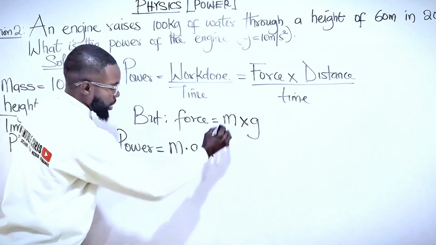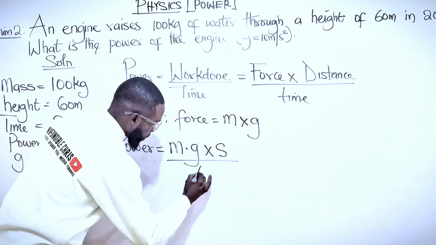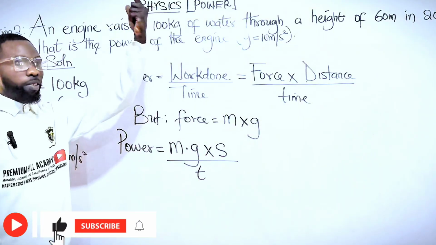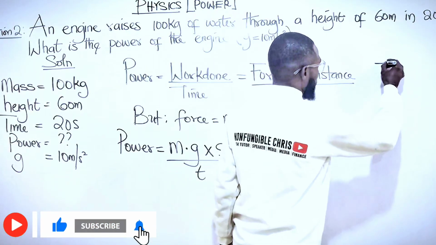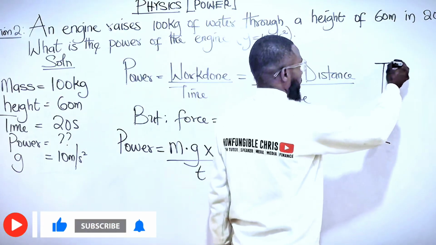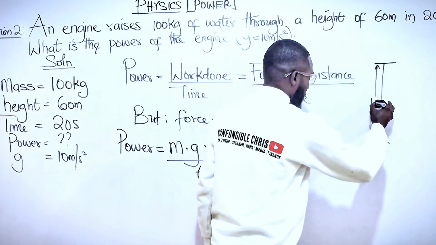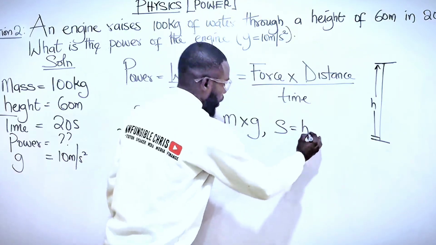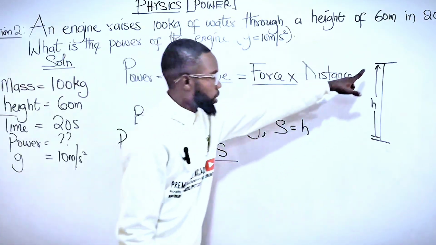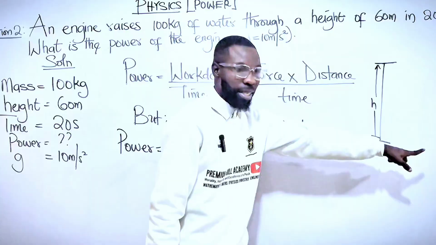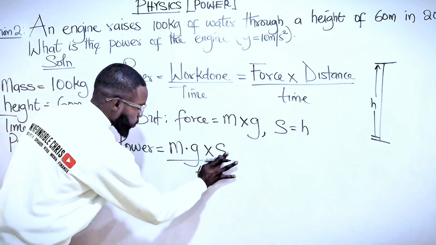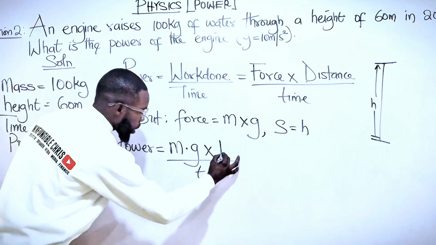mg times the distance, over what? Over time, right? Because we now have all the values. But instead of using this distance, because it is from a height, we can say the distance is given as height. We can now substitute our s. We can say s is equal to h, because the distance is at a height, not a linear distance but a gravitational distance. So we can change the s to h.